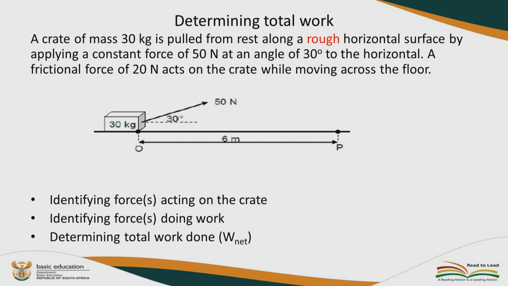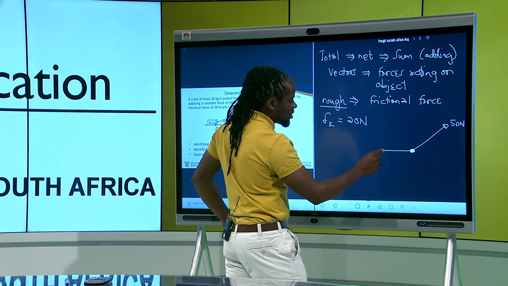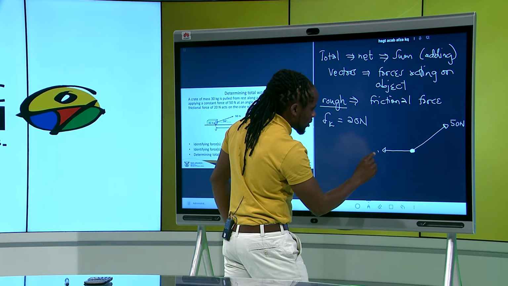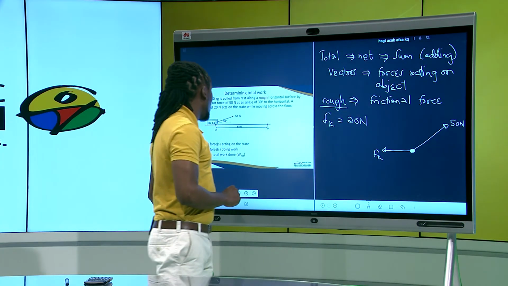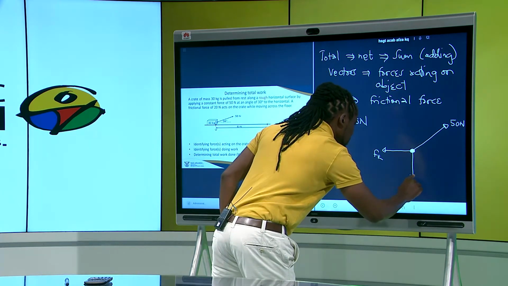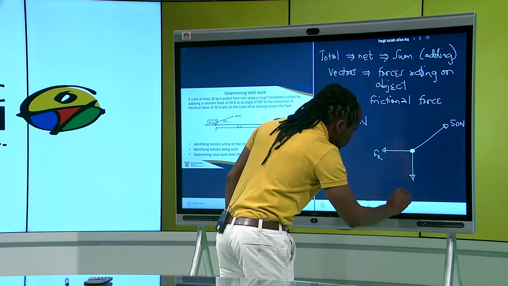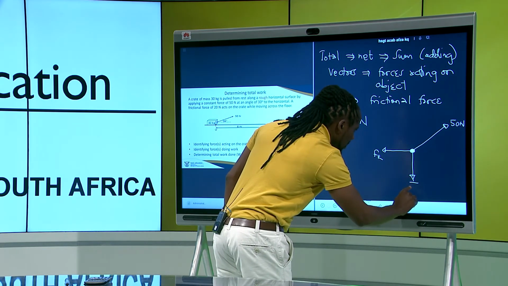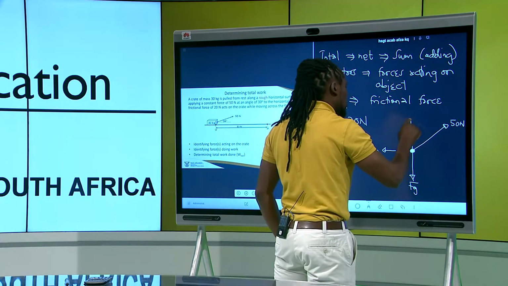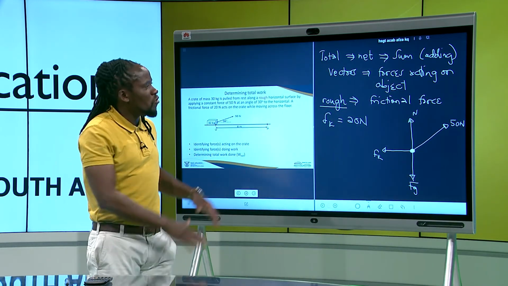What else do we have? We're told that this is a rough surface, so there is a kinetic frictional force acting on the object of 20 newtons. We can label it Fk for now. What else do we have? We've got the weight of the object, exerted by the center of the earth, towards the center of the earth. That's our force of gravity. And then we also have the normal force. So that's our free body diagram of all the forces.